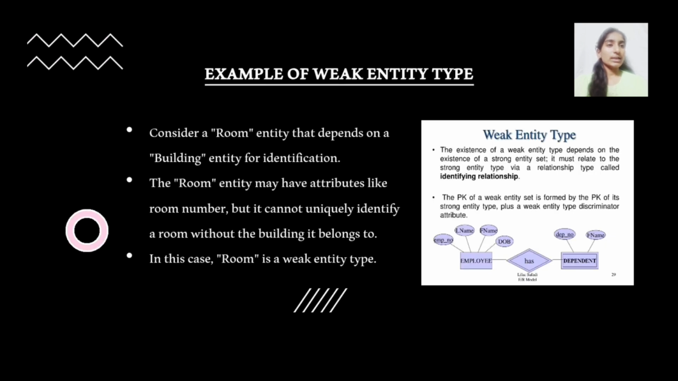Example of weak entity type. Consider a room entity that depends on a building entity for identification. The room entity may have attributes like room number but can't uniquely identify a room without the building it belongs to. In this case, room is a weak entity type.